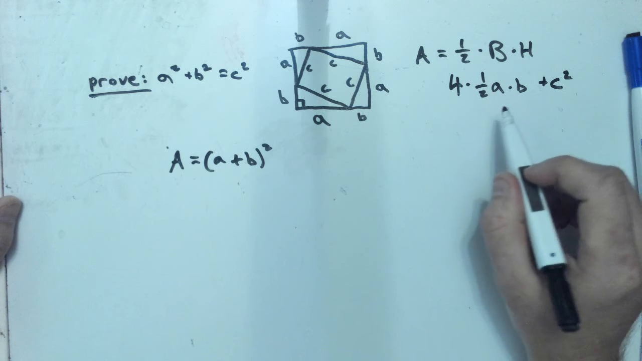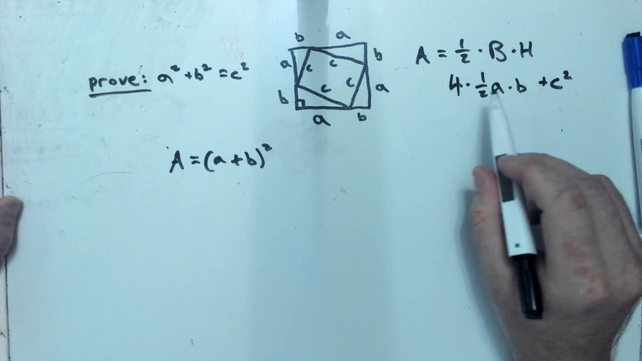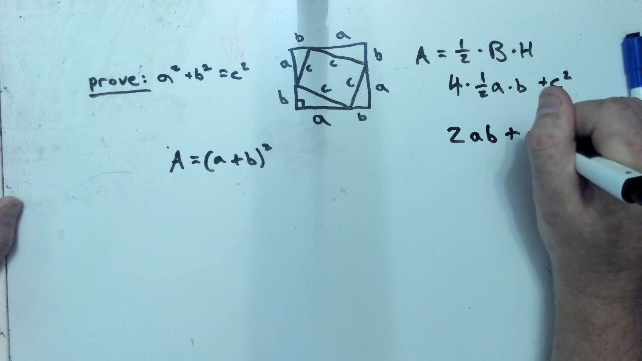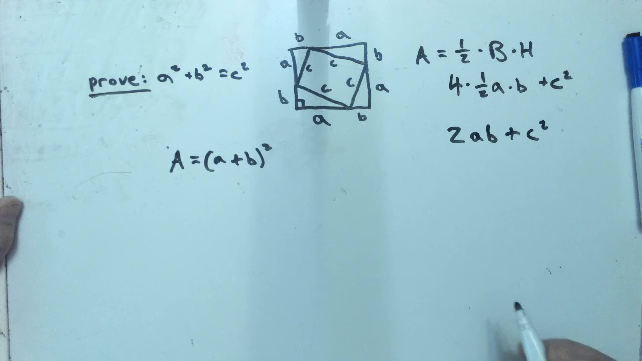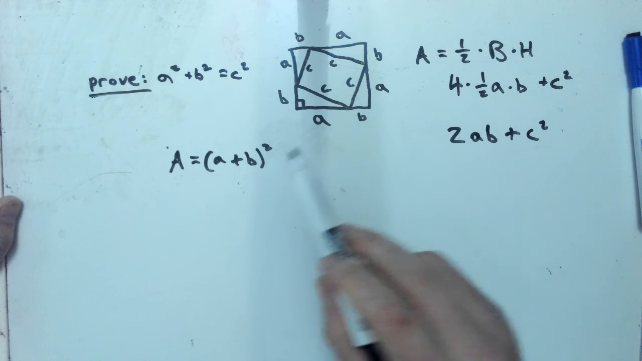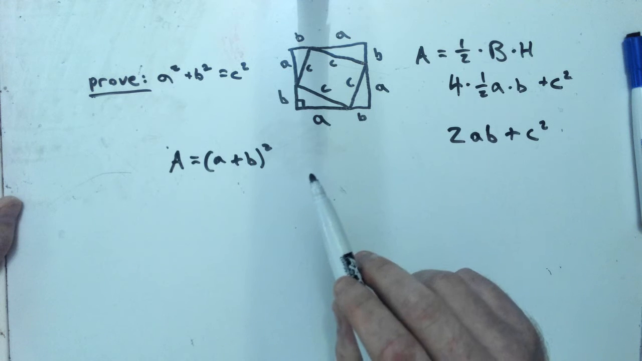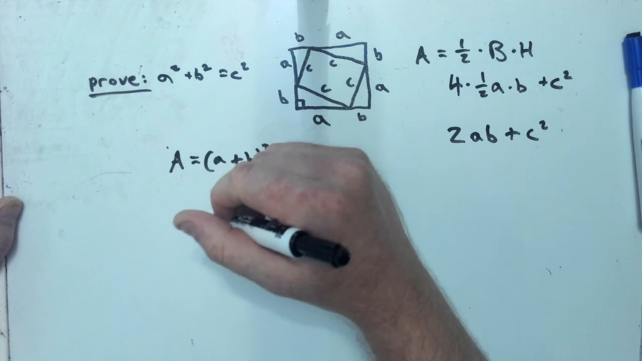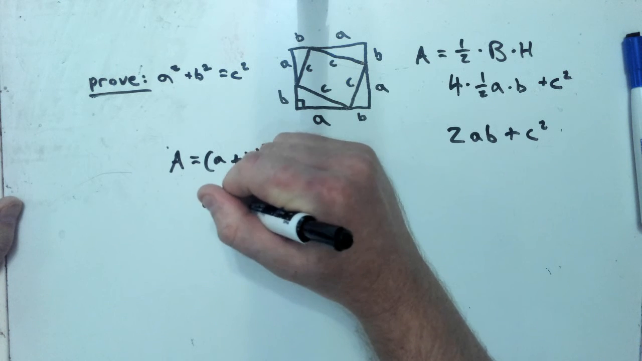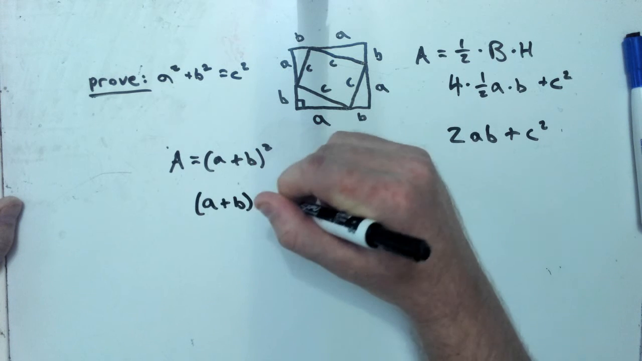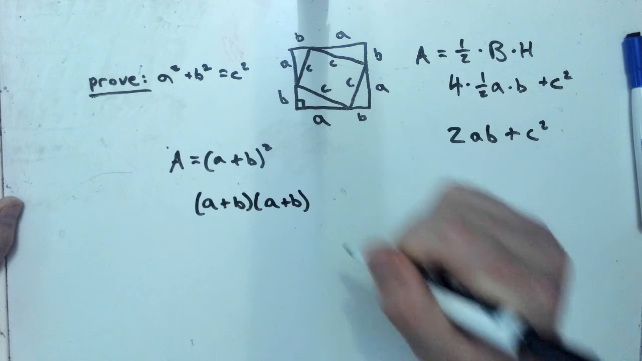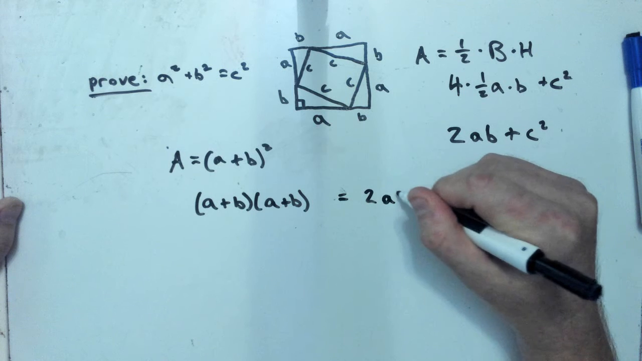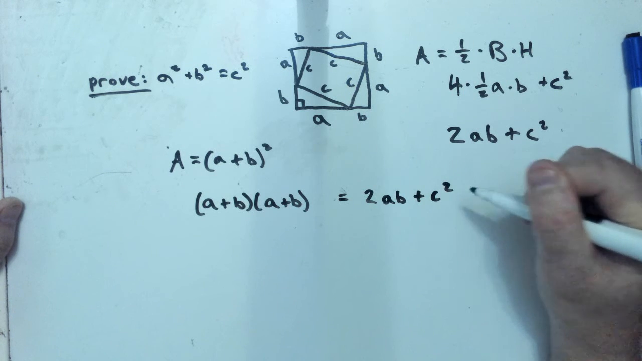All right, so what happens when I simplify this? 4 times 1/2 is 2AB plus C squared. But these areas are supposed to be equal. The area of the square and the area of the smaller composite figures inside, these should be equal. So I'm just going to go ahead and expand this out a little bit. We'll say that's A plus B times A plus B. Get rid of that squared. And this is supposed to be equal to 2AB plus C squared.